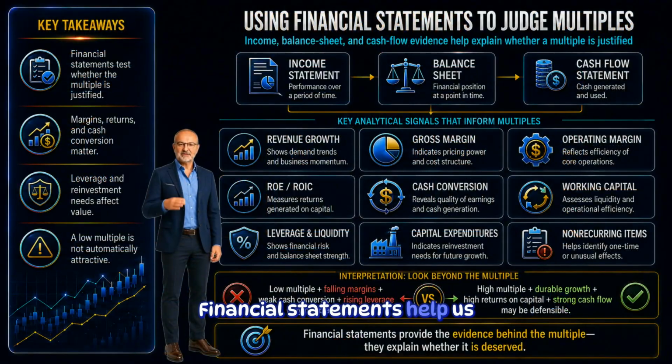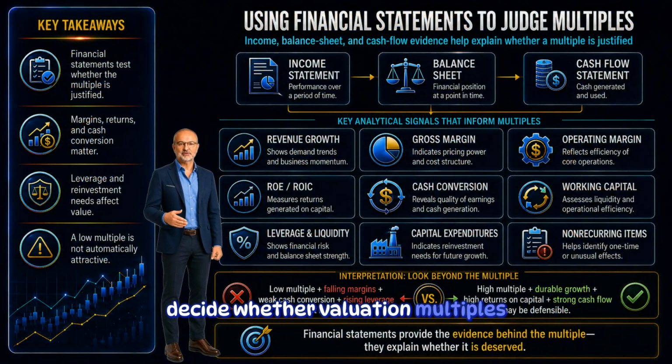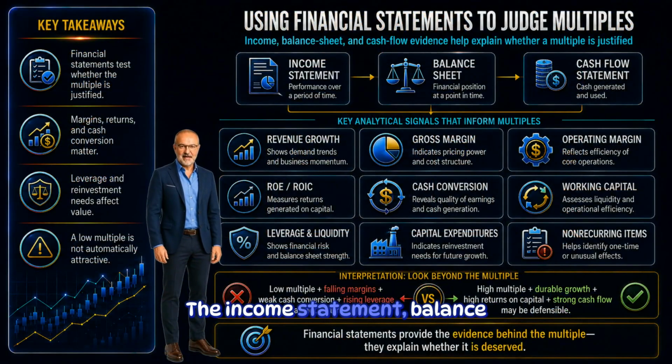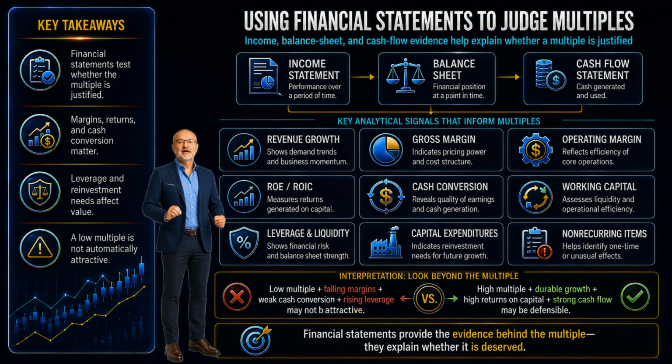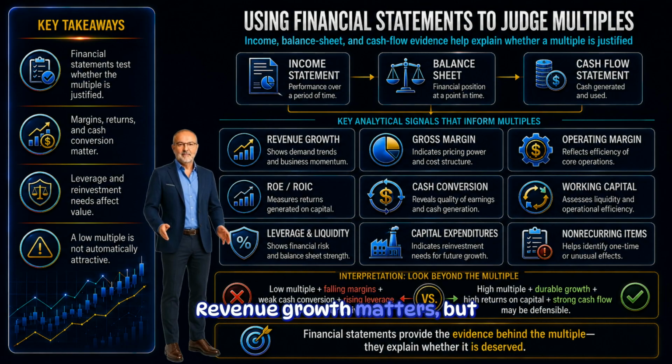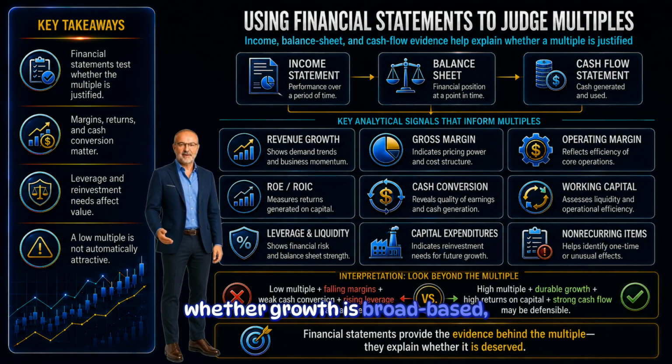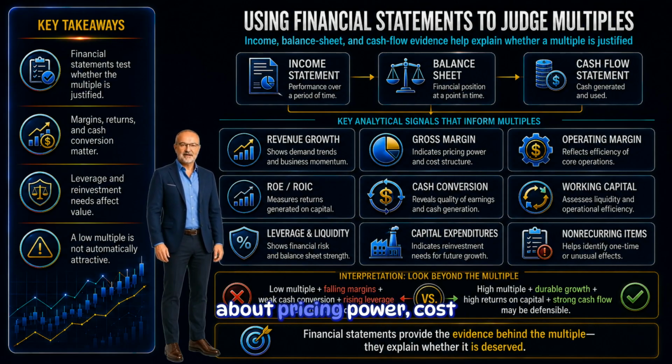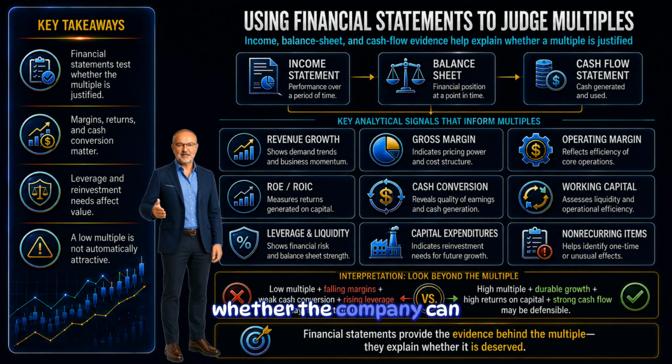Financial statements help us decide whether valuation multiples are justified. The income statement, balance sheet, and statement of cash flows provide evidence about growth, profitability, risk, reinvestment needs, and earnings quality. Revenue growth matters, but the analyst should ask whether growth is broad-based, recurring, and sustainable. Gross margin tells us about pricing power, cost advantages, and the economics of the product or service. Operating margin tells us whether the company can turn sales into operating profit.